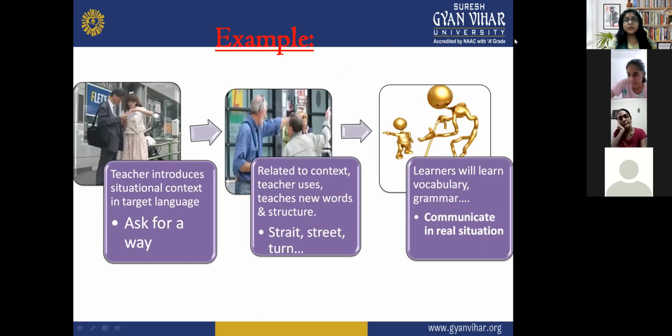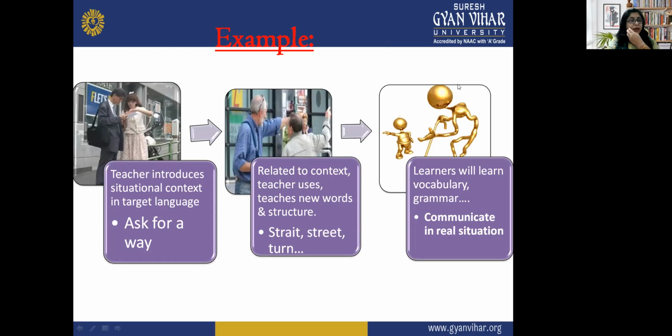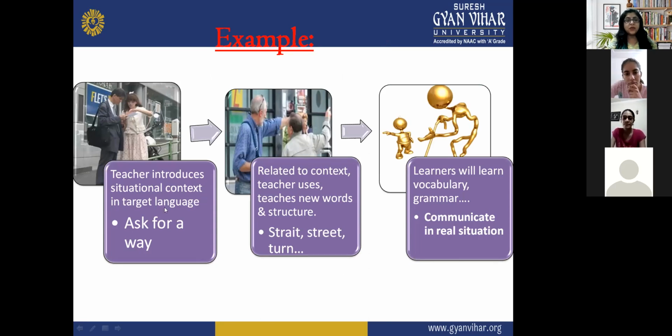Now see students how it is. When I'm talking about it, the teacher introduces the situational approach, and then the teacher introduces the situational context in the target language, asking for a way. Now you can see in the first picture that the girl is asking something from a teacher. Then related to the context, the teacher teaches new words and structures: straight, street, and then turn, then go there. Then these are some words that will be used only when you are asking a way from me, isn't it? Or you will be imagining and telling me, okay, very nice, fantastic. So you will be just thinking, what happened to ma'am? Why is she using such words? Give me some situation, only then I will ask you.